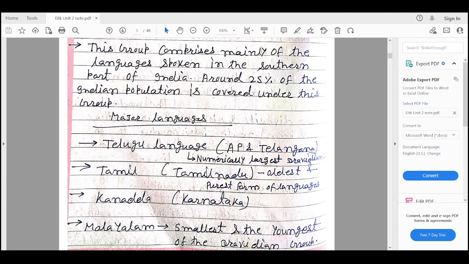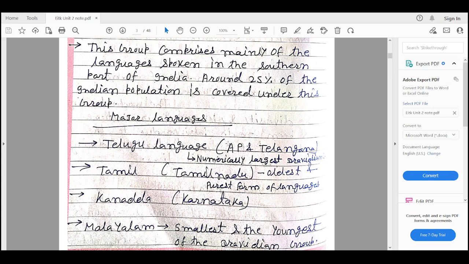Tamil is the oldest and purest form of language. It is also a classical language. Tamil is majorly spoken in Tamil Nadu and is the oldest and purest form of language. Always remember. Kannada is majorly spoken in Karnataka. Malayalam is majorly spoken in Kerala, and is the smallest and the youngest of the Dravidian group. Keep in mind, in Dravidian you have studied Telugu, Tamil, Kannada and Malayalam.